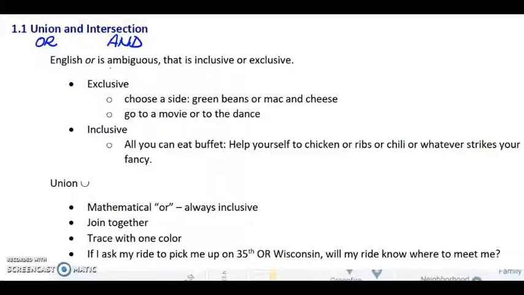An inclusive example of or is at an all-you-can-eat buffet, where you can grab chicken and ribs or chili or whatever else strikes your fancy. So you could have both. Or I could say, you could do your homework in pen or pencil, where both would be acceptable, even though you should only be using pencil in real life.